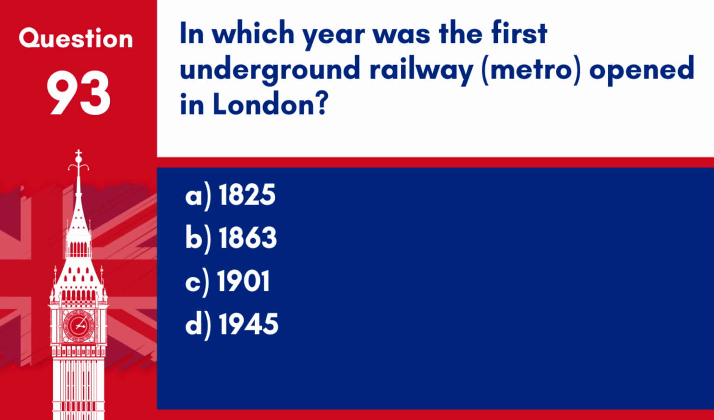Question 93. In which year was the first underground railway, metro, opened in London? A. 1825. B. 1863. C. 1901. D. 1945. Answer: B. 1863. The first underground railway, metro, was opened in London in 1863.